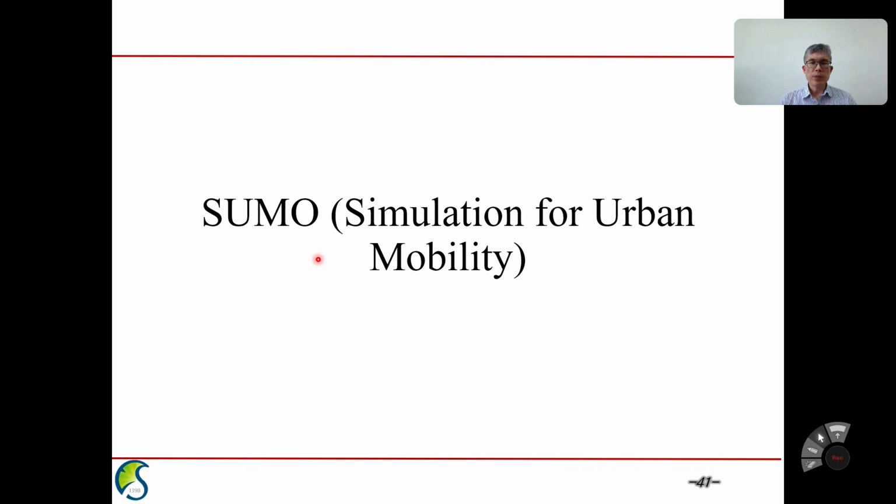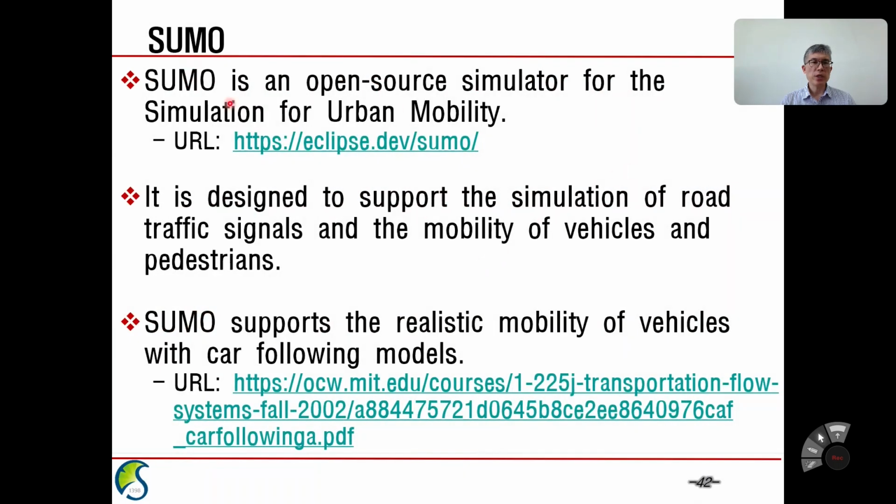And then SUMO. SUMO is a different simulator. OMNeT++ is for wireless communication simulation, and SUMO is a network mobility simulator, Simulation of Urban MObility. Totally different simulator. SUMO is an open source simulator. You can click to get the SUMO installation file. It is designed to support the simulation of road traffic signals and the mobility of vehicles and pedestrians.